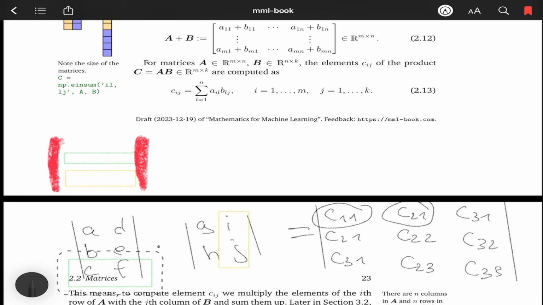So C31, A would start here, right? No, wait. Okay, let's do it again. C11 means that A is A11 times B11 plus A12 times B21. Yeah, exactly that.